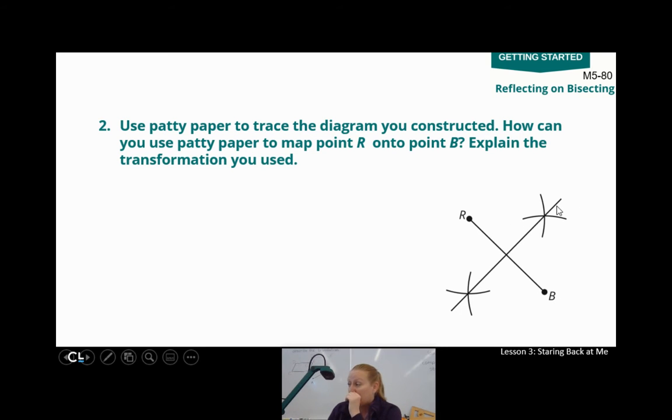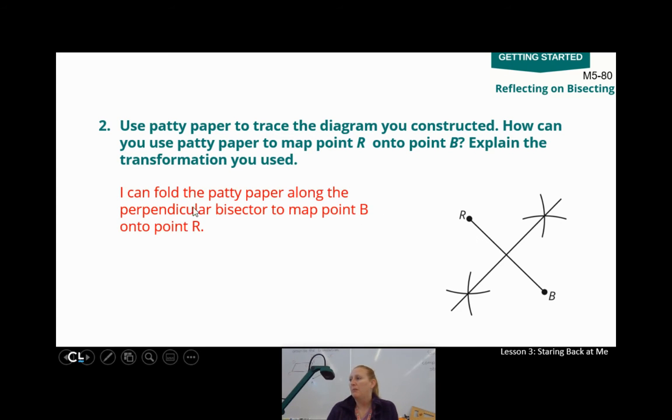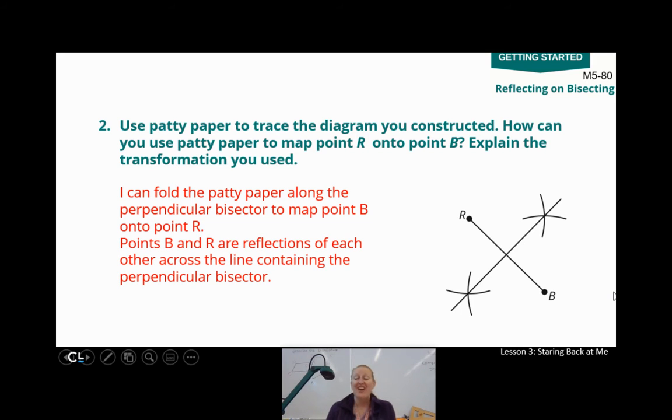So I noticed that if I folded the paper along this perpendicular bisector we made, the R and B would end up right on top of each other. So I can fold the paper along the perpendicular bisector to map B onto R, but what that means is that B and R are reflections of each other, right? If I can fold it to flip it to the other side, they are reflections across that perpendicular bisector, right? Right.